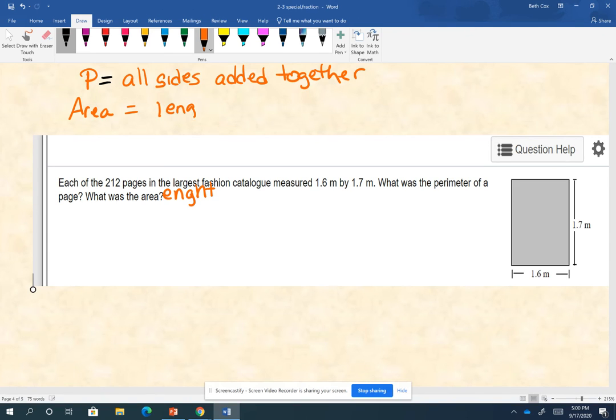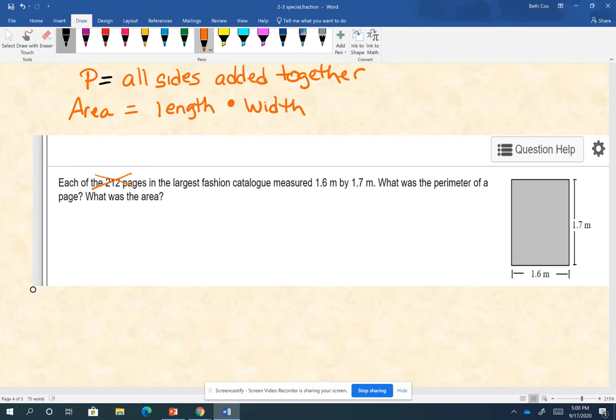The length multiplied by the width. Okay, so in this particular problem, this 212, it says each of the 212 pages in the largest fashion catalog measured. This is a dummy number. Be careful when it comes to word problems that you don't have a dummy number in there. It is not part of the problem.